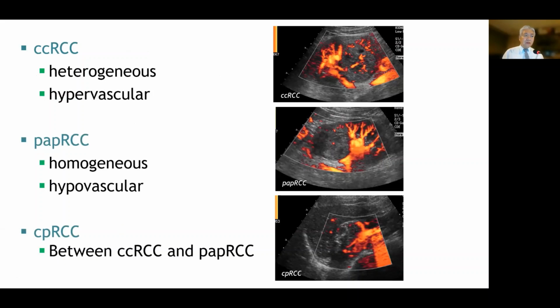They have different ultrasound features, and therefore we may suggest the renal cell carcinoma subtype based on ultrasound findings. Clear cell renal cell carcinoma usually has a heterogeneous and hypervascular appearance, while papillary renal cell carcinoma has a homogeneous and hypovascular appearance, and the chromophobe type renal cell carcinoma has ultrasound features between clear cell and papillary types.